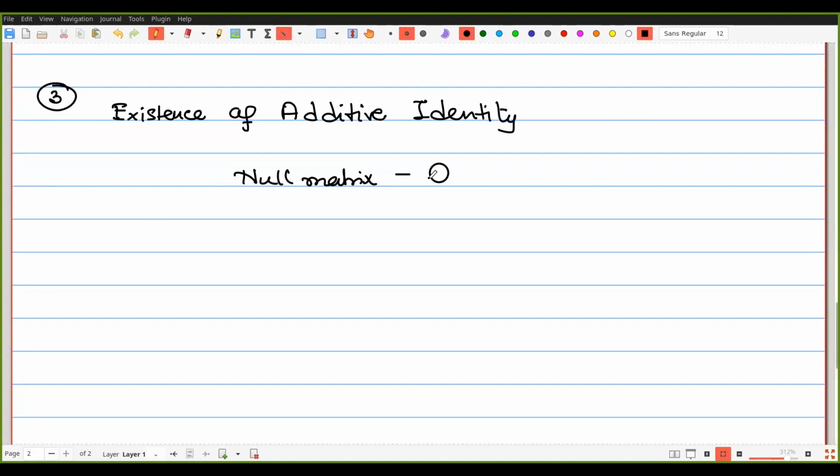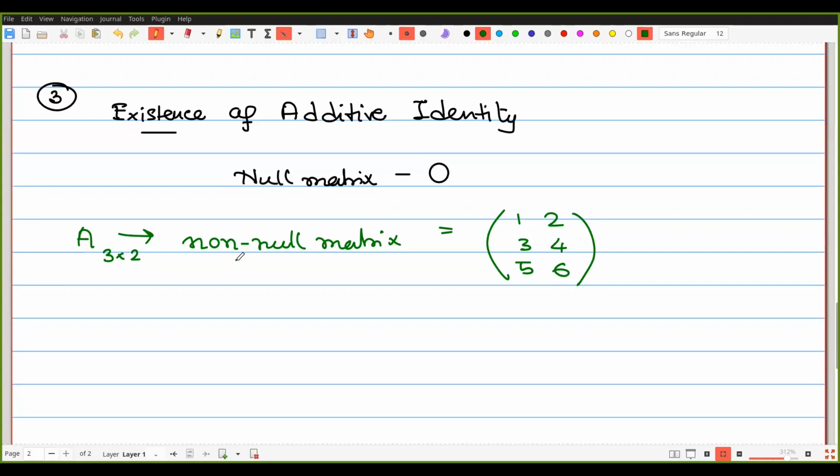That means a big O, 0. Existence means it exists. Let we have a matrix A, and obviously that one must be a non-zero or non-null matrix. Suppose any matrix we are writing here, suppose 3 cross 2 of order. Then suppose we have A is equal to 1, 2, 3, 4, 5, 6. For non-null, it has to be of the same order if we are proceeding with the addition sign or the plus sign.